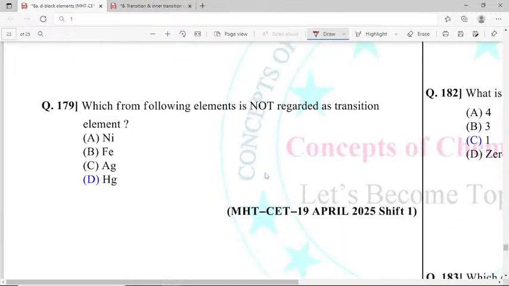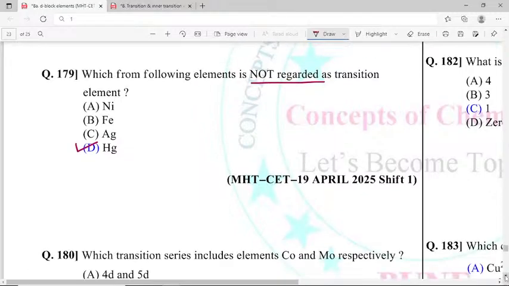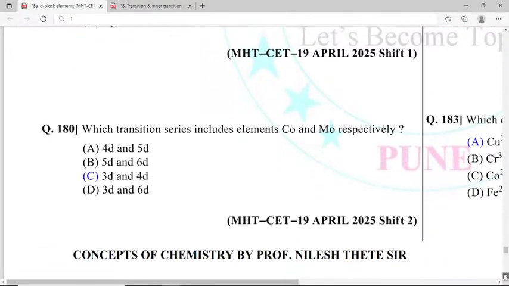Which from following element is not regarded as a transition element? Mercury. Mercury is not a transition element according to the IUPAC system. All the valence shell orbitals are completely filled.